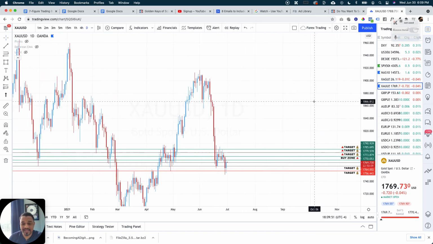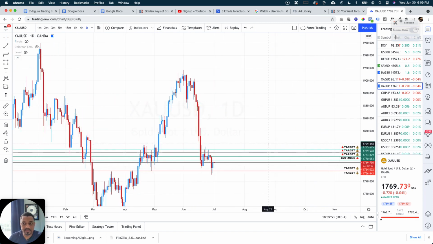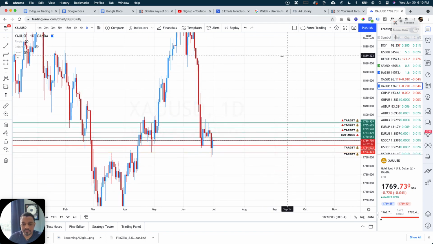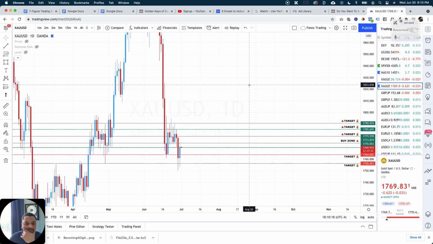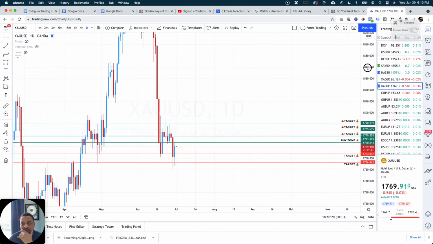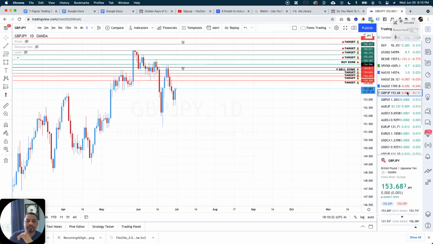So on the daily, your breakout will be about right here, 1794. So let's see what price does. It may come back to retest these areas. So let's just see. All these targets will hit. This is old.